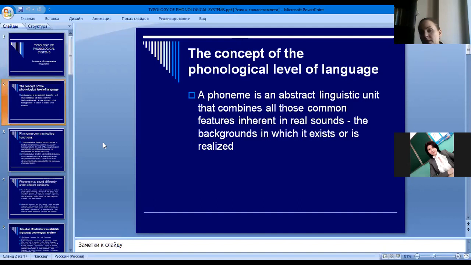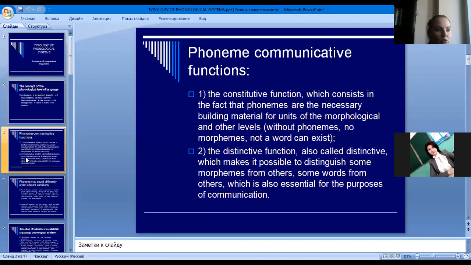Among those levels that form a complex structure of language, the phonological level should be called the first. The basic unit of this level is the phoneme. In essence, a phoneme is an abstract linguistic unit that combines all those common features inherent in real sounds, the backgrounds in which it exists or is realized. For example, one of these common signs may be the explosive nature of the sounds, or nasality, or some other phenomenon.